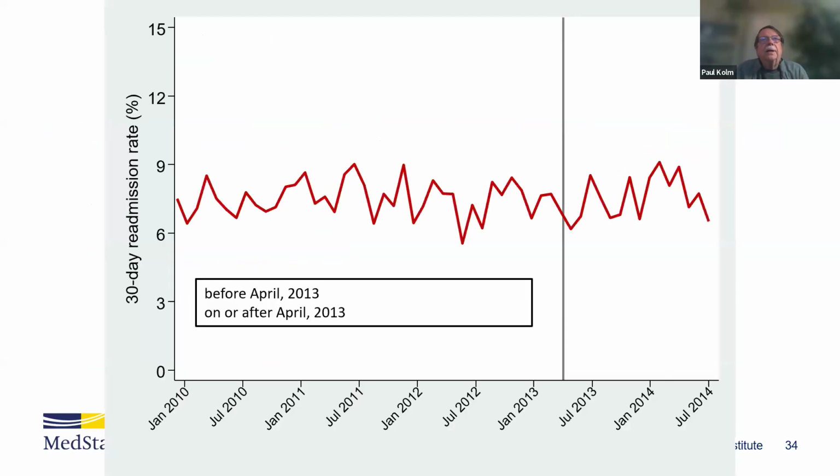So here, what we do is when we look at our intervention, our Bridges intervention, our care management intervention, that occurred about April of 2013. So we have the time series before April of 2013, and then we have the series after April of 2013.